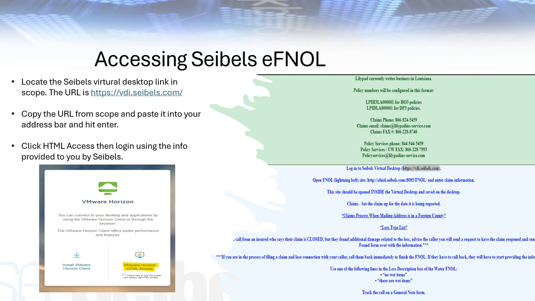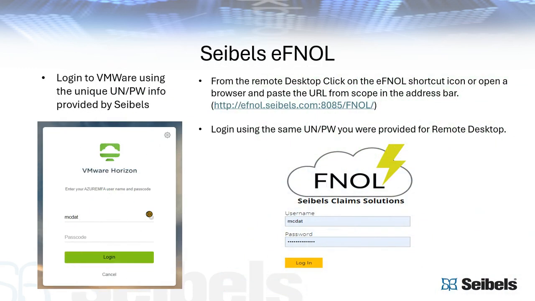Once the website populates, you're going to have two options. You'll have the option to install software or the HTML access. Here, we will not be installing the software. You will be using the VMware Horizon HTML access, the one that's highlighted below in yellow. So after you have selected to use the HTML version, you will be prompted to log in with the unique username and password information that you were provided by your supervisor that was assigned by Siebel's.